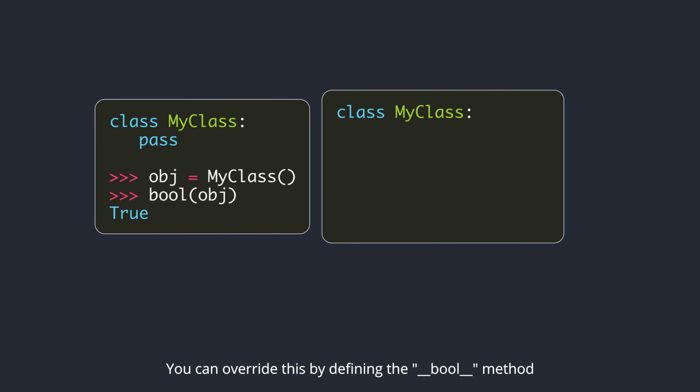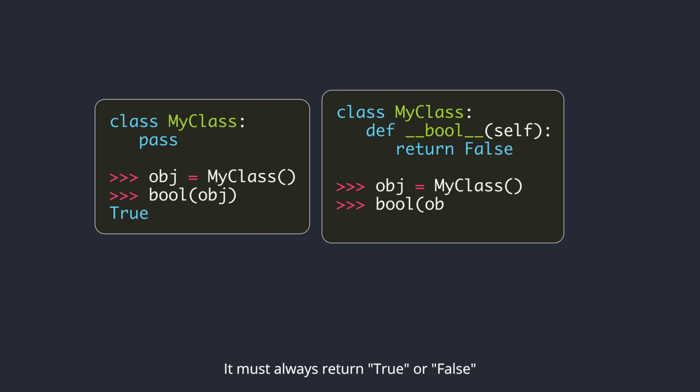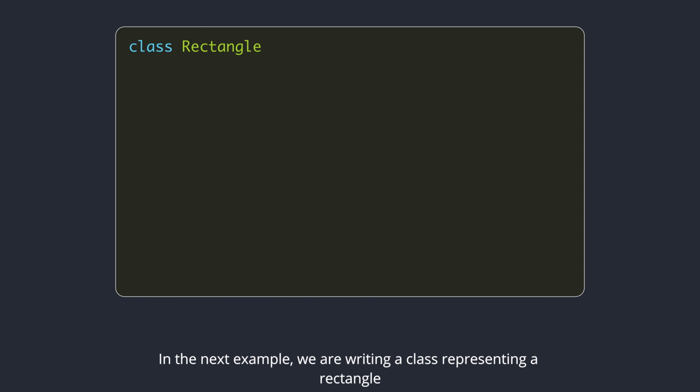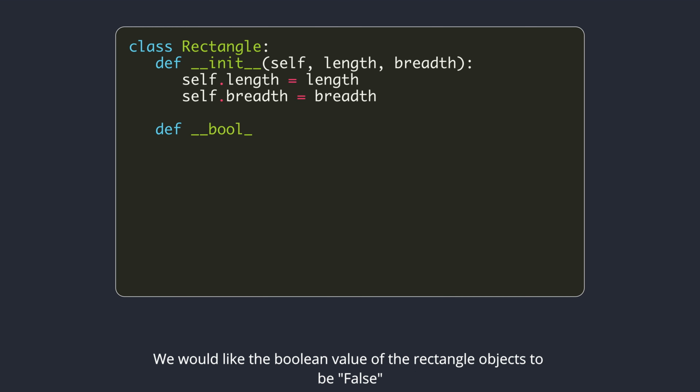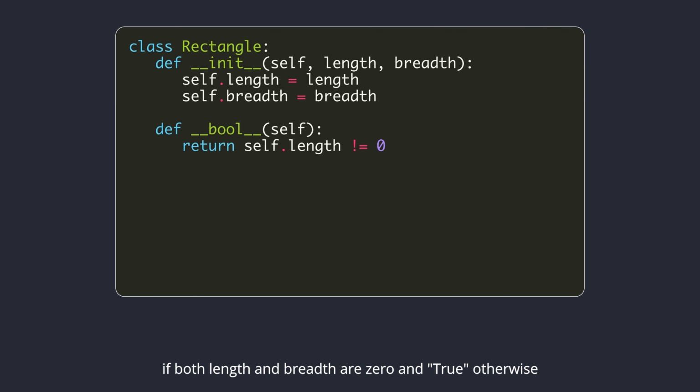You can override this by defining the __bool__ method. It must always return True or False. In the next example, we are writing a class representing a rectangle. We would like the Boolean value of the rectangle objects to be false if both length and breadth are 0 and true otherwise.